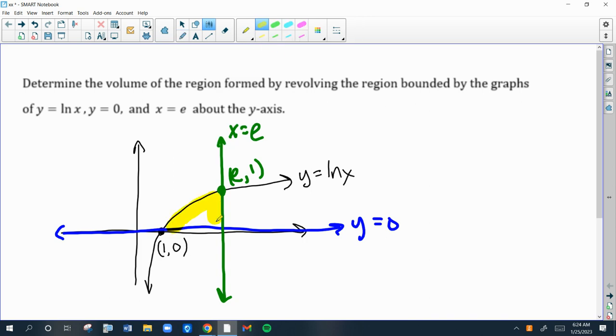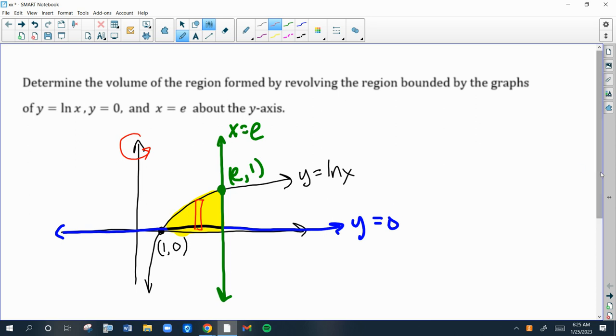And we're going to revolve this according to the directions about the y-axis. So in this video, I'm going to draw my representative rectangle like this, which means I'm going to do everything with respect to x. In the next video, I'll do it differently. If I draw my rectangle like this, the rectangle is parallel to the axis of revolution, which means you have to use the shell method.